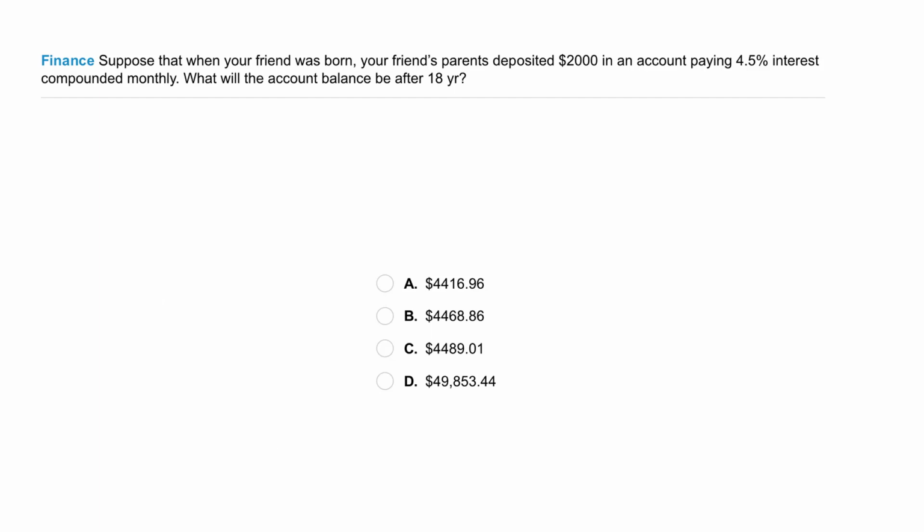Your turn. Finance. Suppose that when your friend was born, your friend's parents deposited $2,000 in an account paying 4.5% interest compounded monthly. What will the account balance be after 18 years?